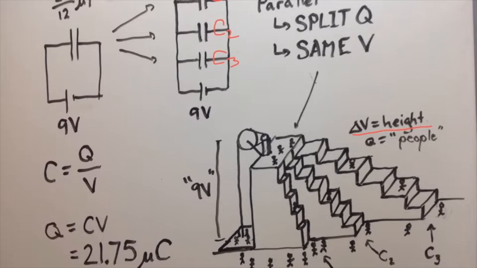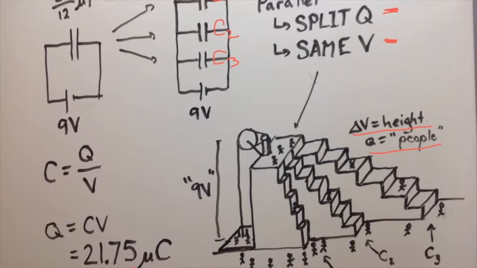All right, now there may be different numbers of people that go along each of these staircases, depending on whether or not they value life and limb. That's like the charge. Remember, we said this 21.75 microcoulombs will be split between those 3 capacitors. All right, so that's the split the charge thing. But since they're all the same height, they all get the same voltage, all right?